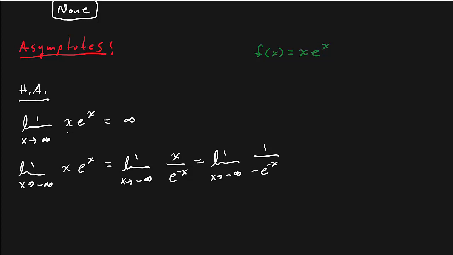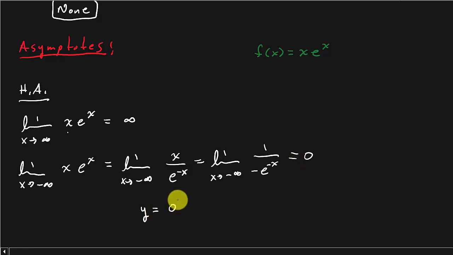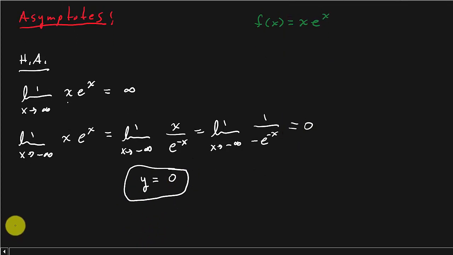All right, so now what happens? As x goes to negative infinity, that's e to a really big number because the negative and negative make a positive. So this whole fraction would be going to 0. And so that tells us we have a horizontal asymptote at 0. All right. Now for the vertical asymptotes.